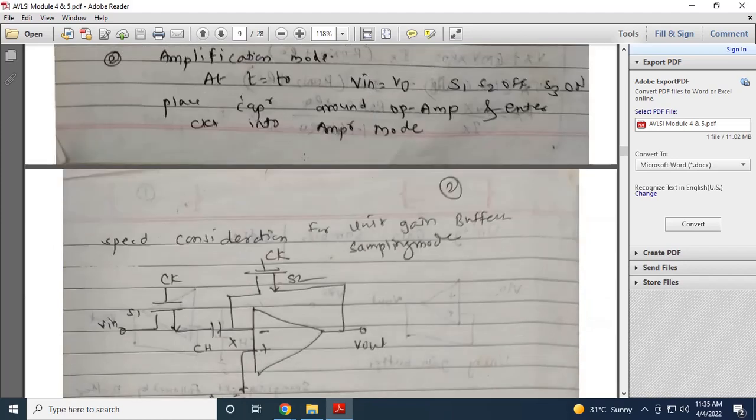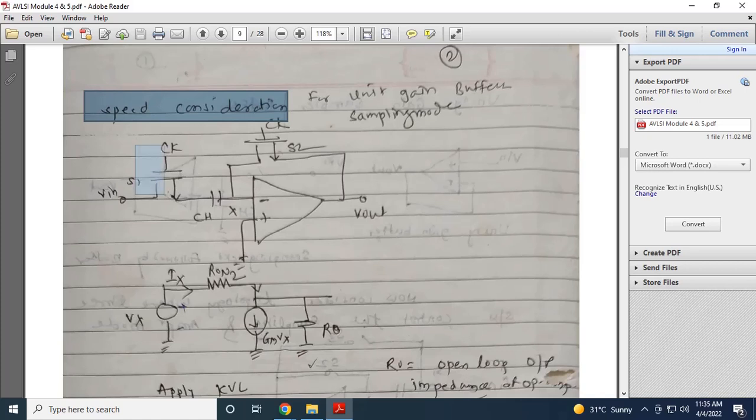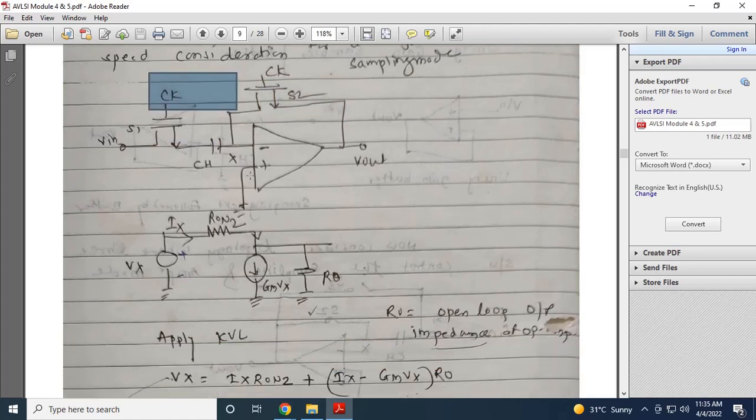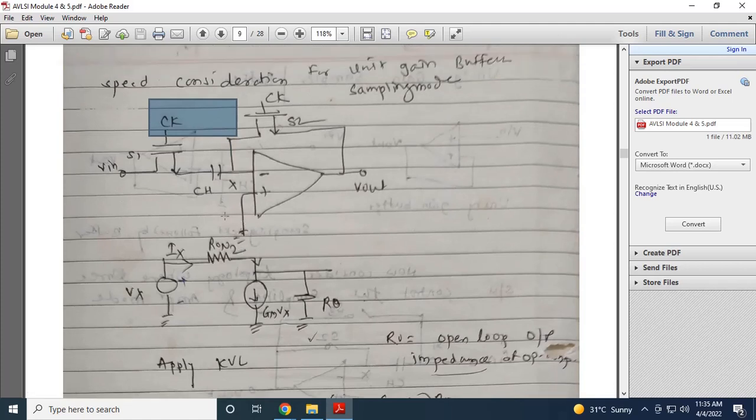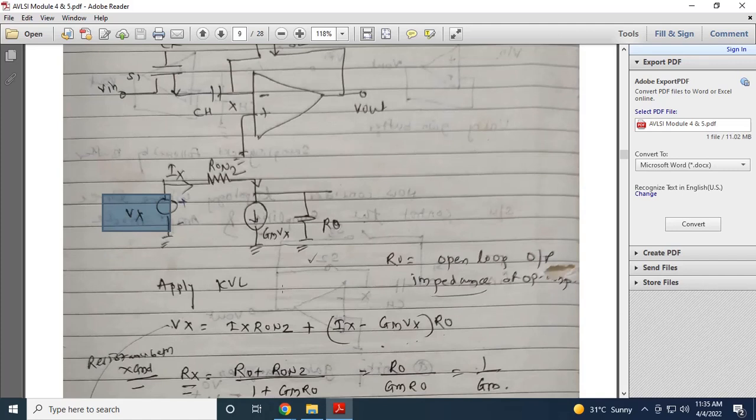So we have to consider the speed consideration for the unity gain buffer. See, this is in sampling mode. Switches S1 and S2 are turned on. We are using a MOSFET and applying a clock signal. So we can draw the equivalent circuit for this. The op-amp is replaced by its equivalent circuit, that is a transconductance Gm into Vx and the output resistance of the op-amp. So we can find out the speed consideration for the unity gain sampler.